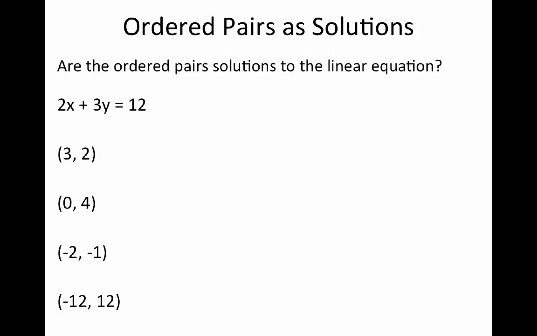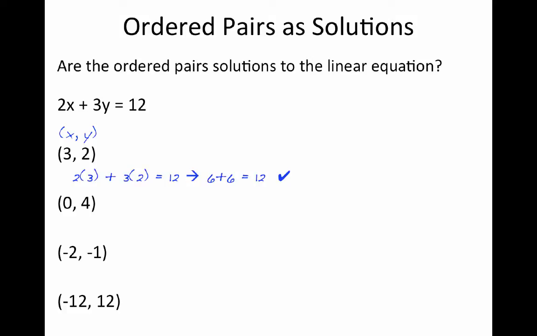So one question you might ask is, are the ordered pairs solutions to the linear equation? So if the linear equation is 2x plus 3y is equal to 12, how would we determine if the ordered pair 3, 2 is a solution to the linear equation? Well, we would plug x is equal to 3 in for x and y is equal to 2 in for y and see if we have a true statement.